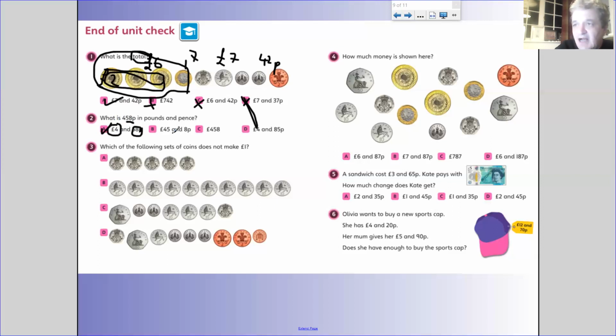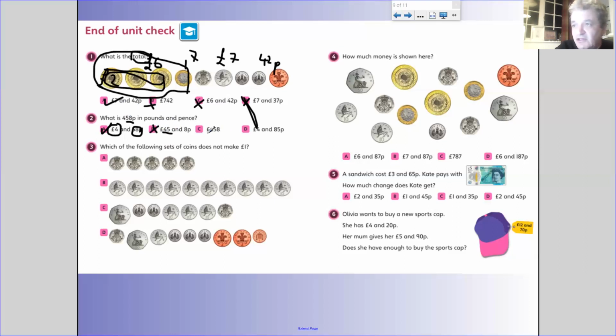B, I've got £45. That is clearly more than £4.58. £5 is 500p. £40 is 4,000. So it's clearly the wrong answer. So I can cross this answer.